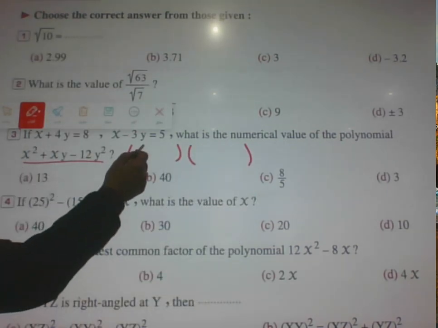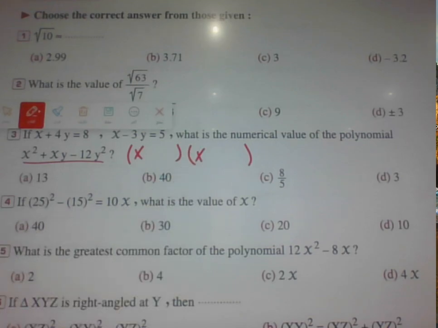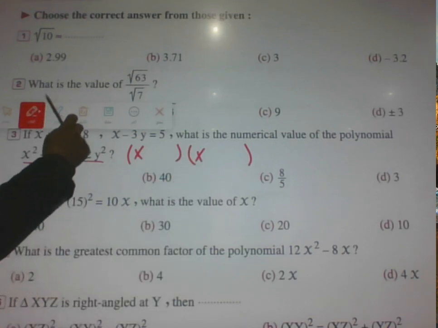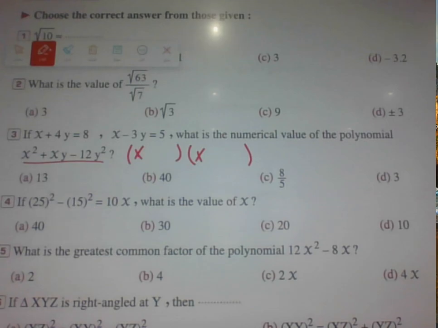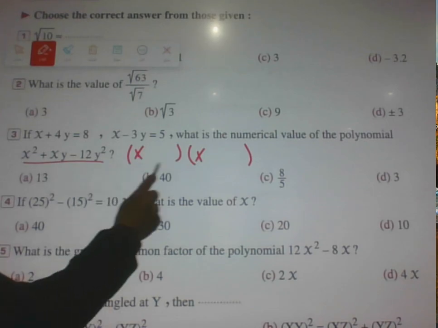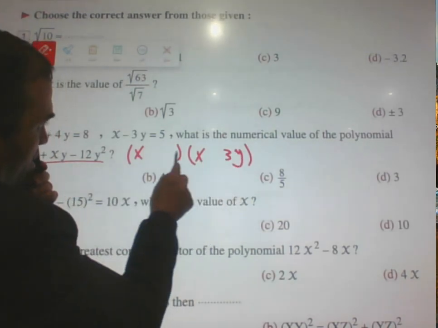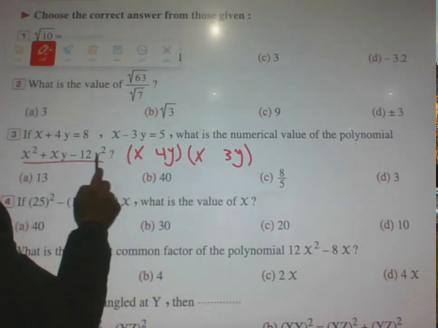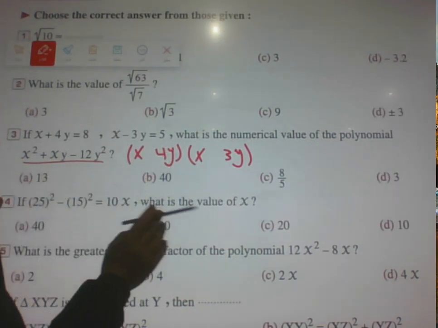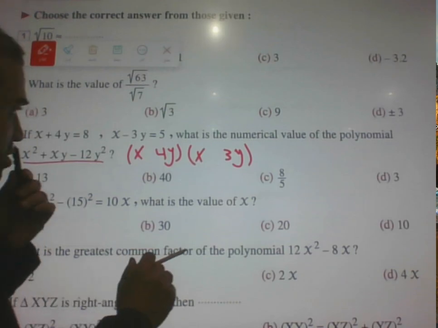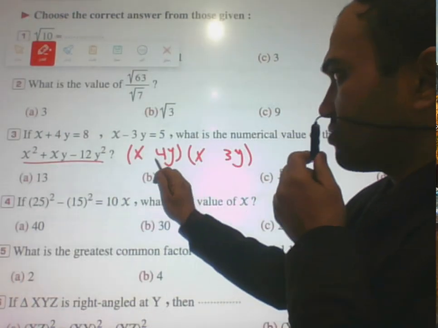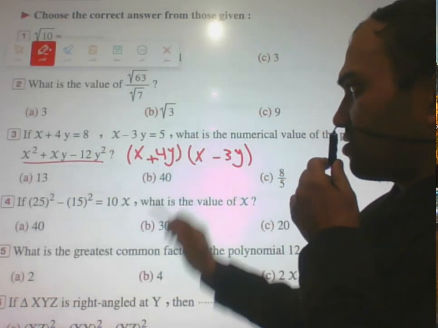We can factorize this expression by writing a product of two brackets. x power 2 equals x times x. And here, we want two numbers whose product equals 12 and whose difference equals 1. We know 3 times 4 equals 12, so 3y and 4y have a product of 12 and a difference of 1. So we write positive for the greater one, and negative for the other.